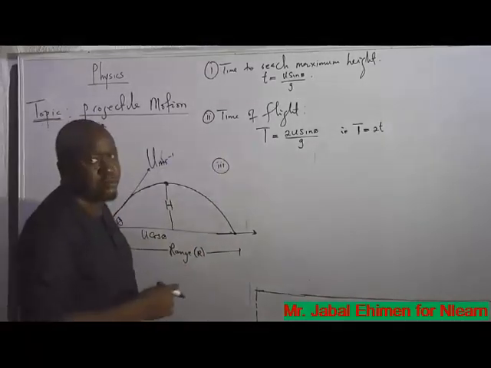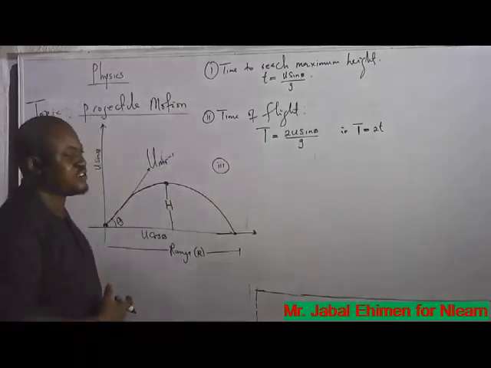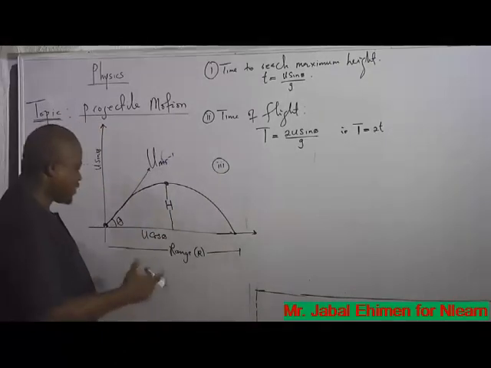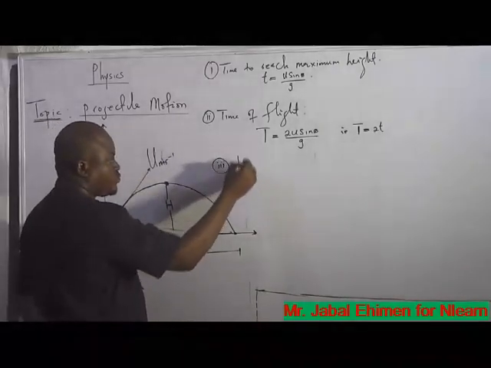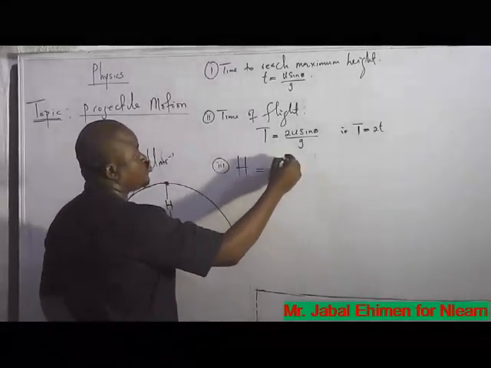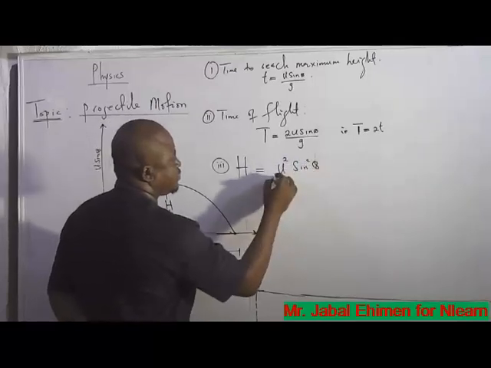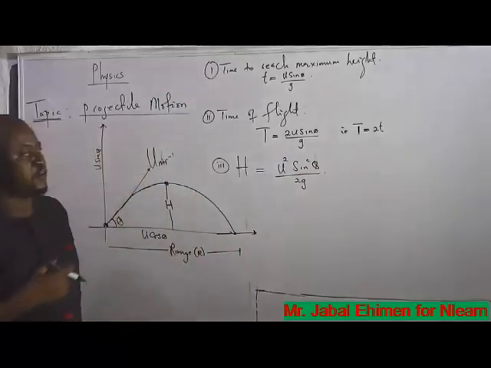That thing is called the maximum height. You see, because it's large, it's called the maximum height. Now, for maximum height, you have height is equal to u squared sine squared theta over 2g. That's the value of the maximum height.